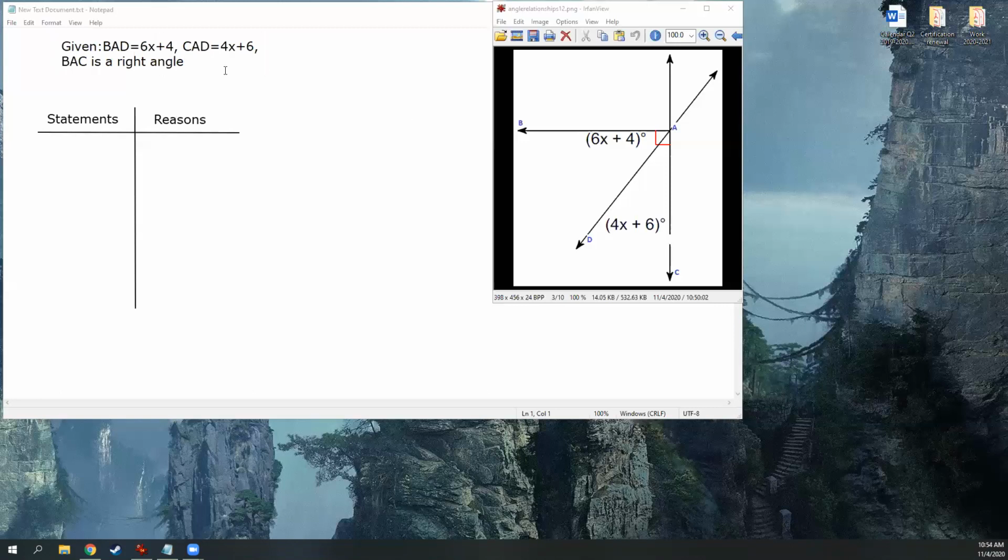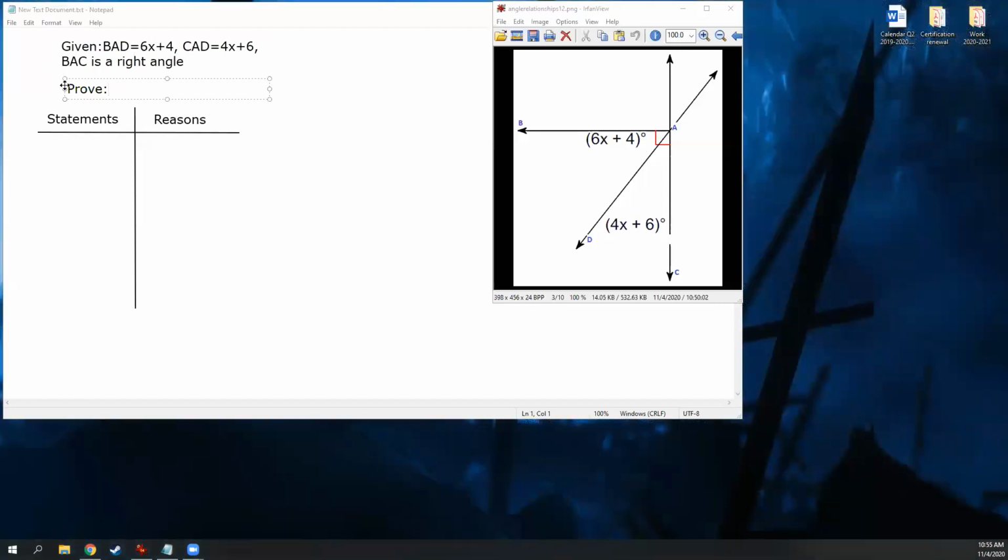All right. And what are we trying to prove? Well, what we're going to be trying to prove is x equals 8. All right. It would be real nice if we could just do the math here and figure it out, right? But that's not how proofs work.